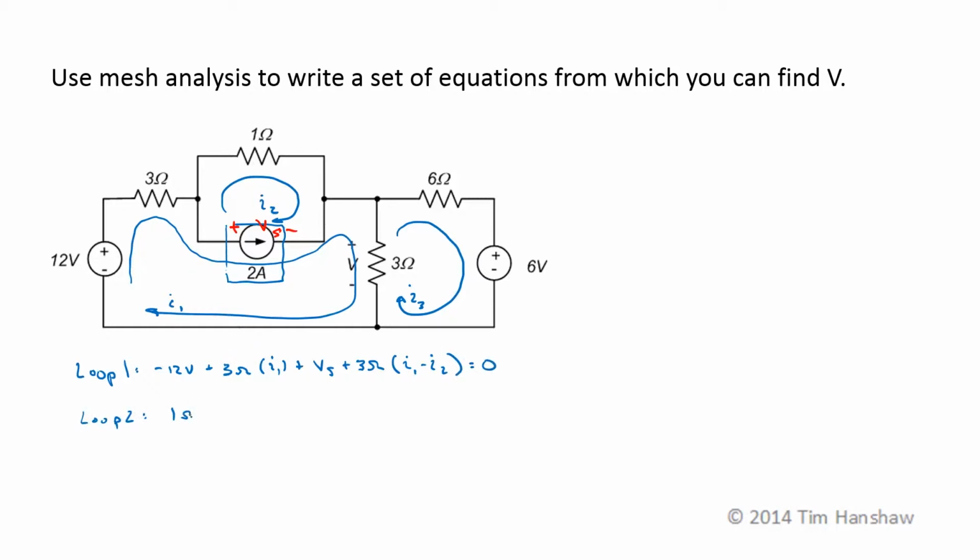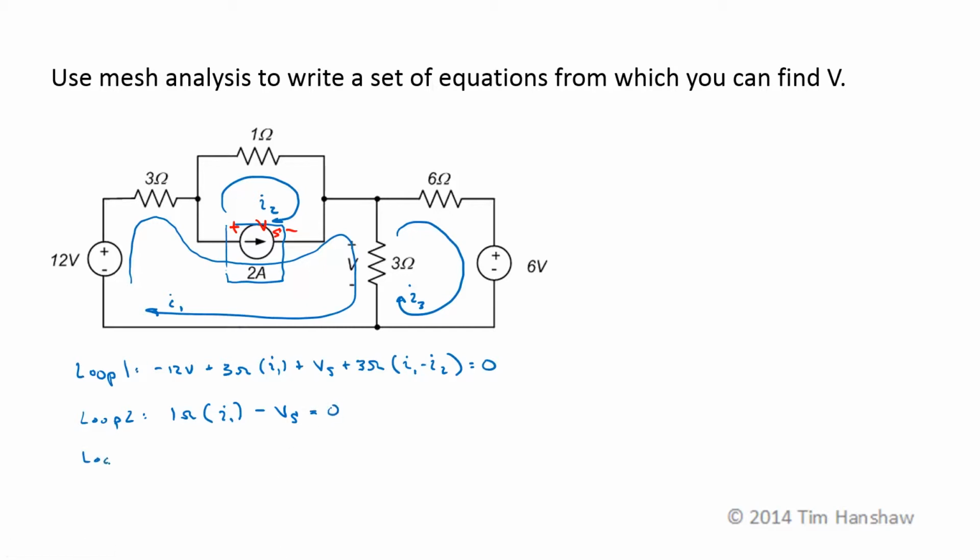For loop 2, I have 1 ohm. I2 is the only current going through that resistor. Now I use this same definition for V sub S. So minus V sub S. V sub S isn't chosen according to Ohm's law, so I have to pick a polarity and stick with it. That brings me back to my starting point, so that equals 0.